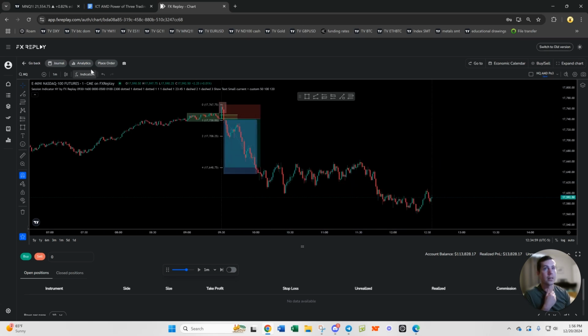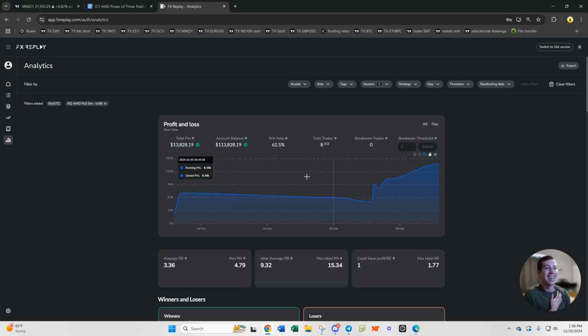Let's actually just go ahead and take a look at analytics. I realize we're already 50 minutes in. So, 62.5% win rate. Again, only an 8 trade sample size. So as you get a larger number of trades, you'll start to see it smooth out.